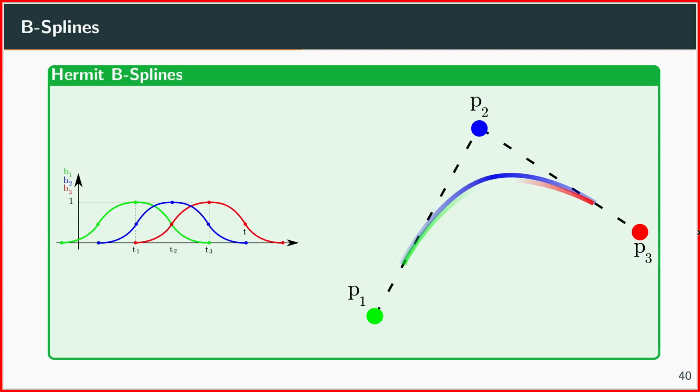Okay, does that make sense? Any questions about it?